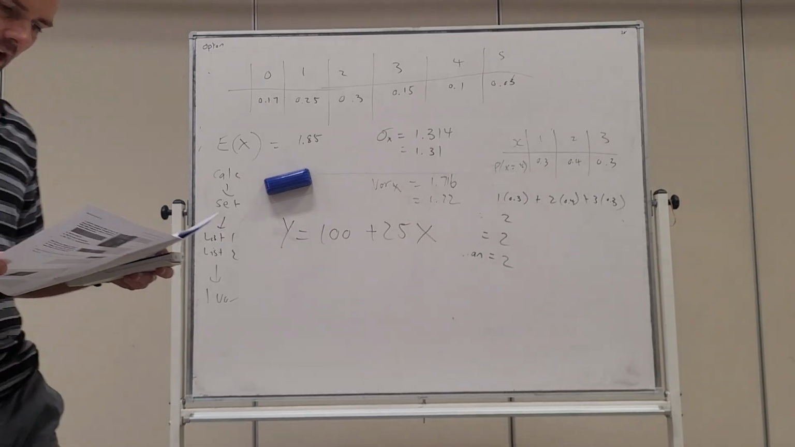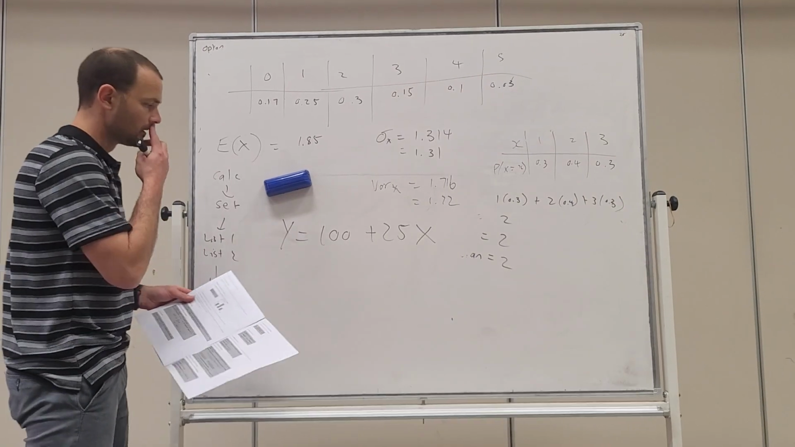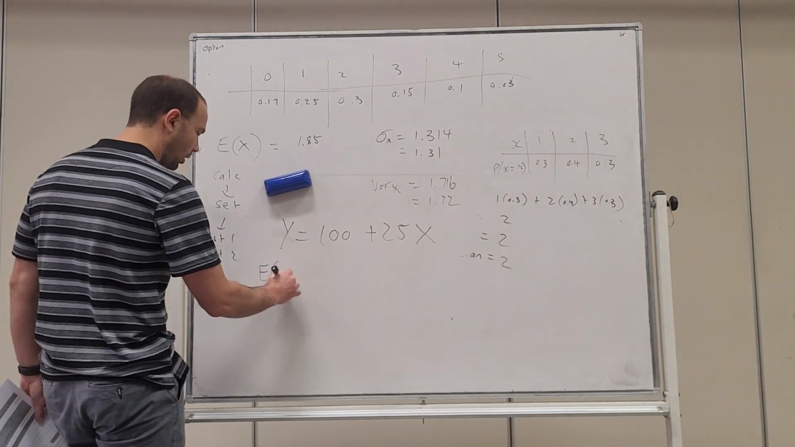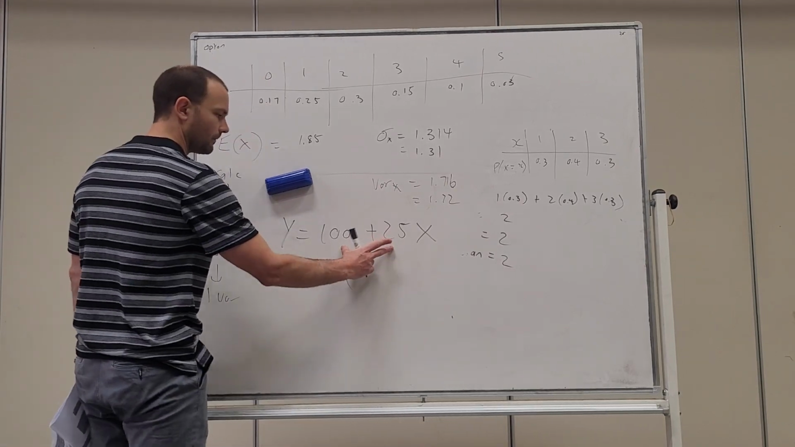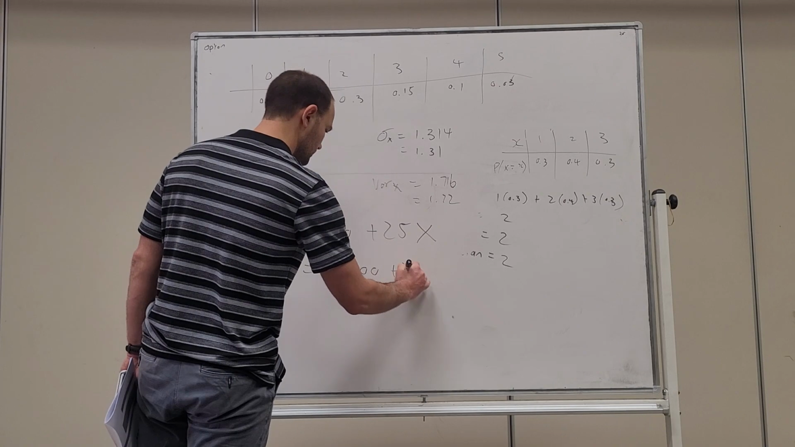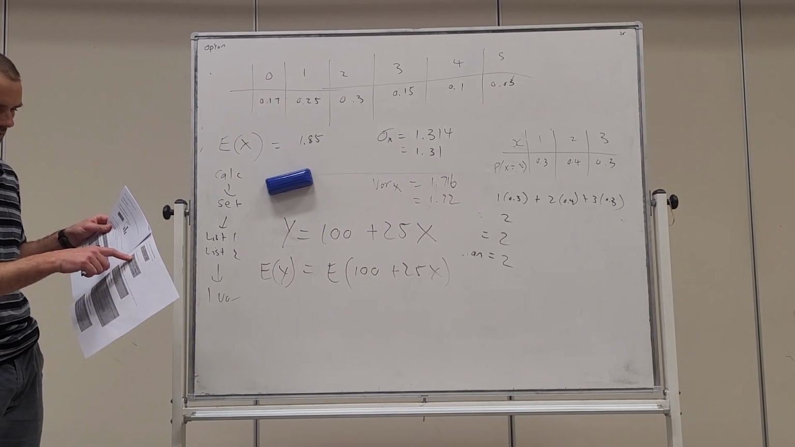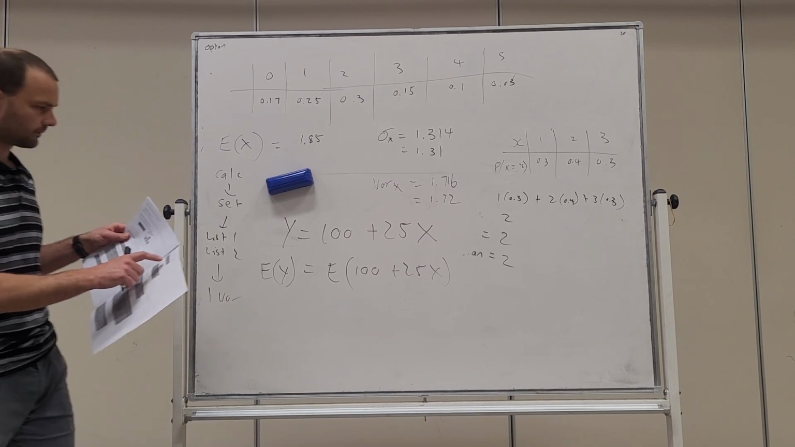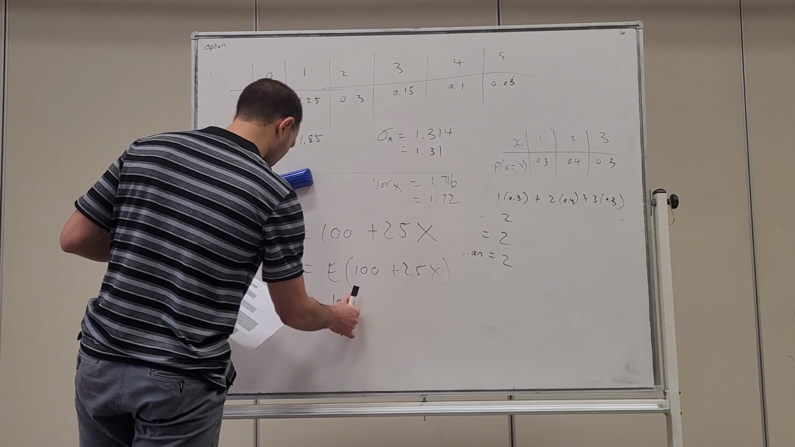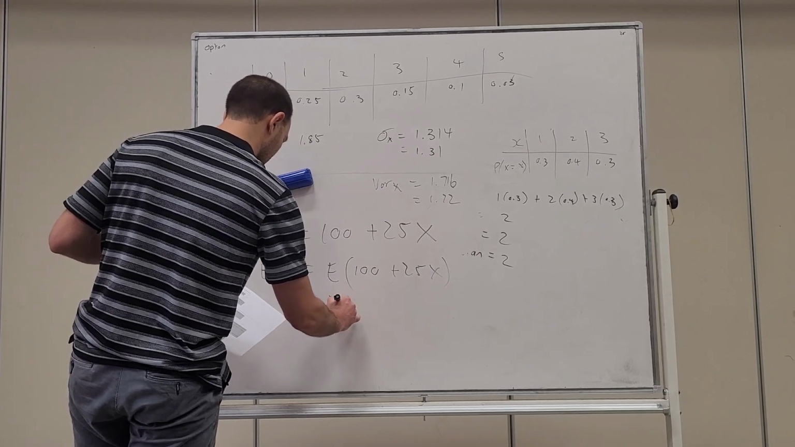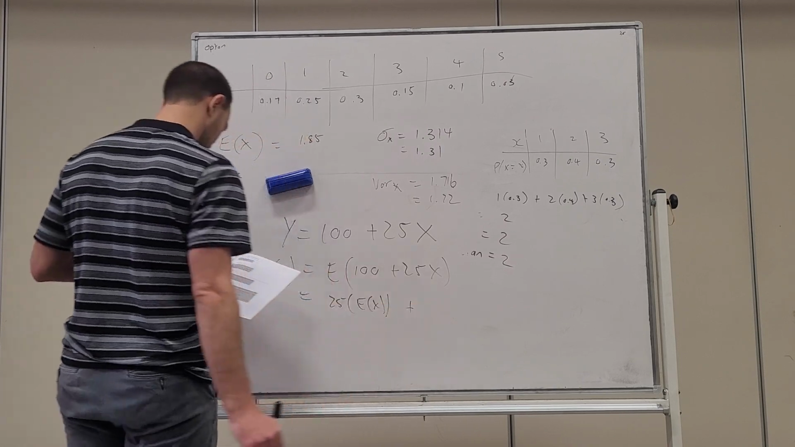So flick back the page, we're looking at 7E, properties of aX plus b. So if we want to find E of Y, the expected value of Y, that's the expected value of this one here, isn't it? 100 plus 25X. And hopefully you can see the relationship between the first dot point and what it flows on to be. It becomes 25 times the expected value of X plus 100.